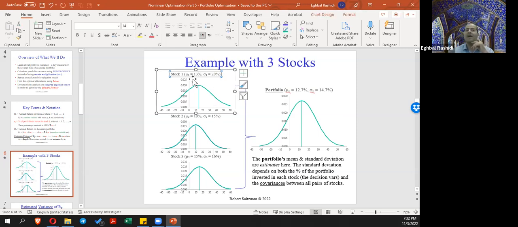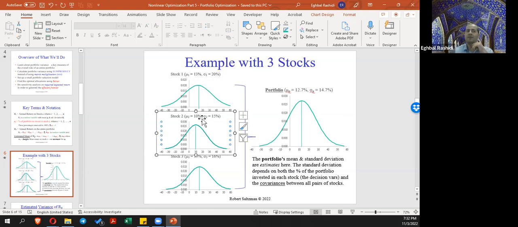So the first one actually has a rate of return of 13% average and a standard deviation of 20%. The second one, 10% average rate of return and a standard deviation of 15%. So a smaller rate of return, but also lower risk. The third one has a 15% average rate of return, which is higher than all of them, but its risk is between the first and second.